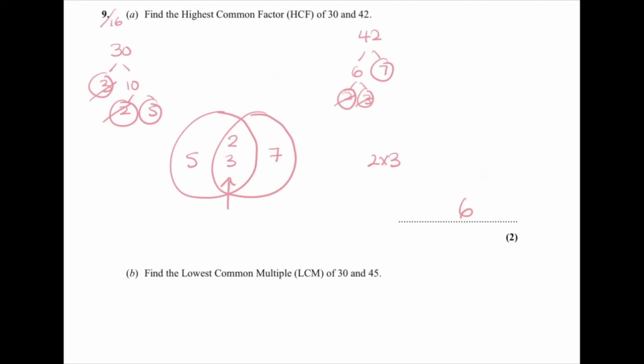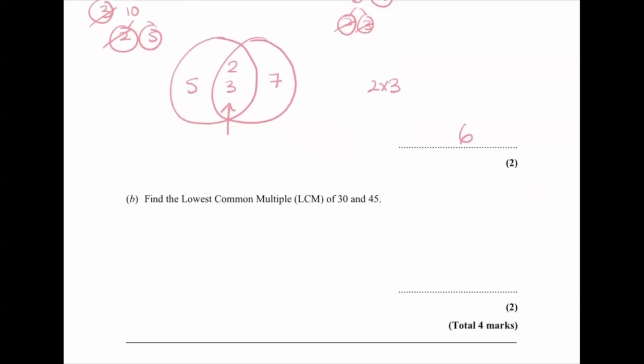Now we need to find the lowest common multiple of 30 and 45. 45 is a different number, so don't think you're working with the same Venn diagram. You could work it out using the Venn diagram, and then it is all the numbers that you multiply for the answer, or you can just do lists. If you choose to do the list way, I would always list out the larger of the two. So what we're doing is we're going to write some of the times table. So 45 and then 90.